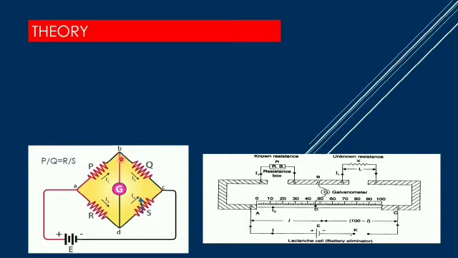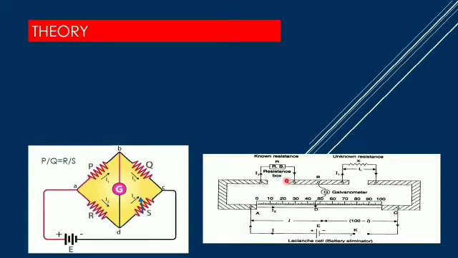Now the galvanometer you can see here is connected between B and D, and if the galvanometer shows no deflection, that is the balance condition of the Wheatstone bridge, and in that case P upon Q is equal to R upon S. This way we can find the unknown resistance: from this equation, S is equal to RQ over P.